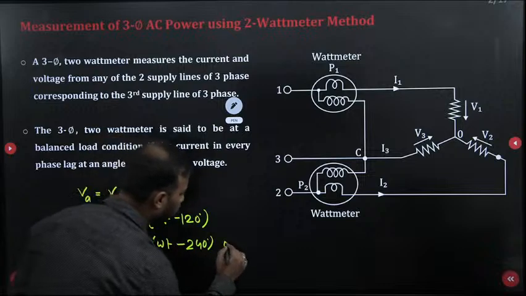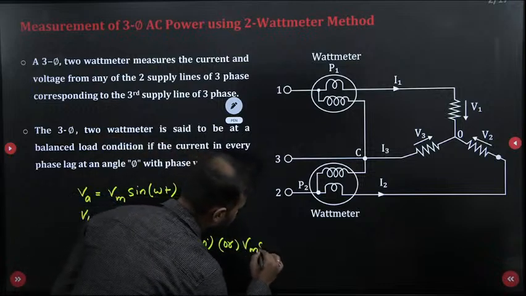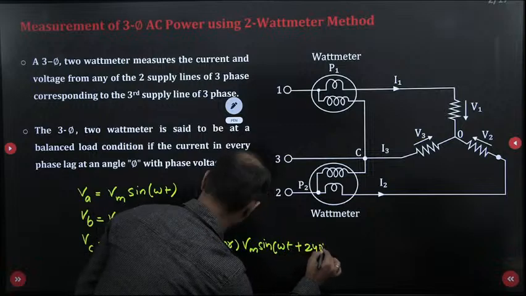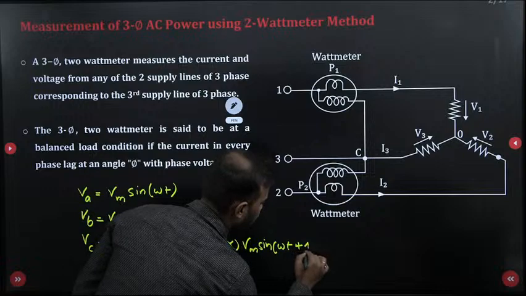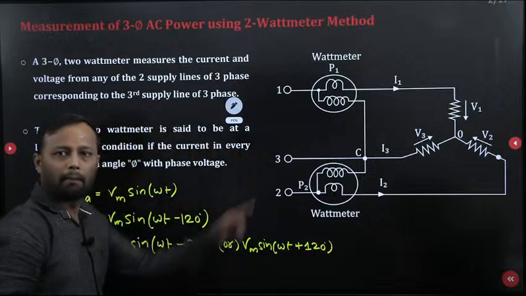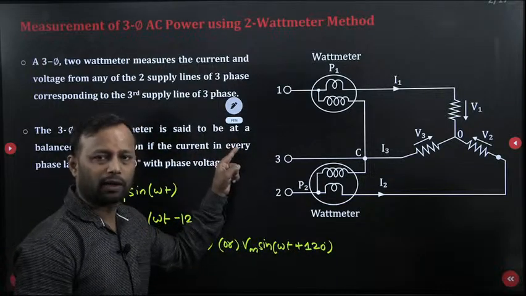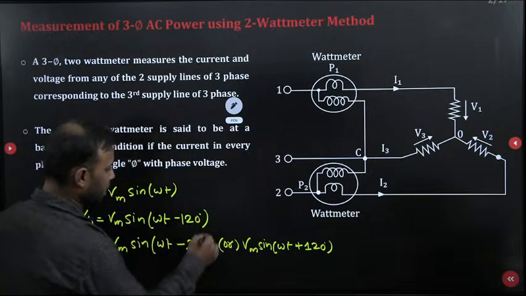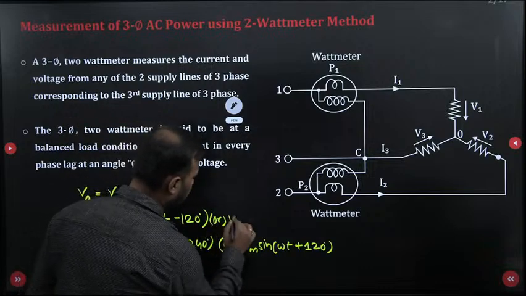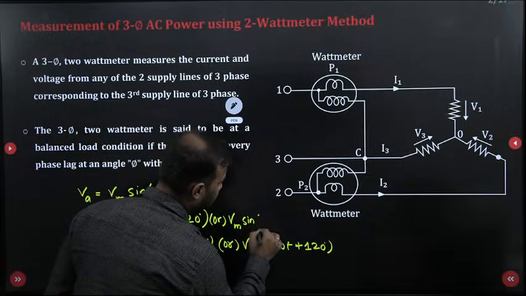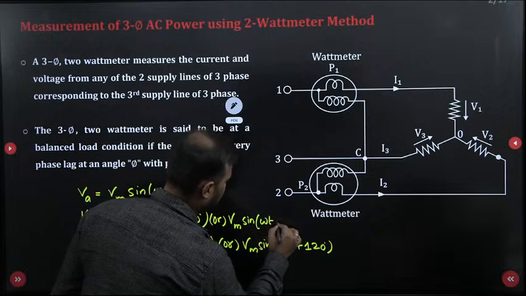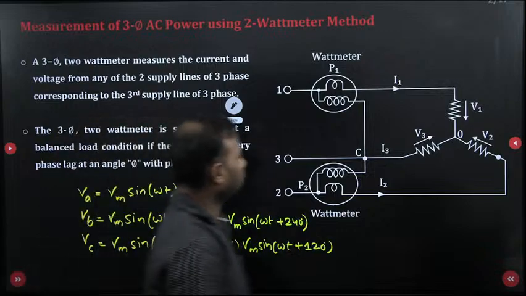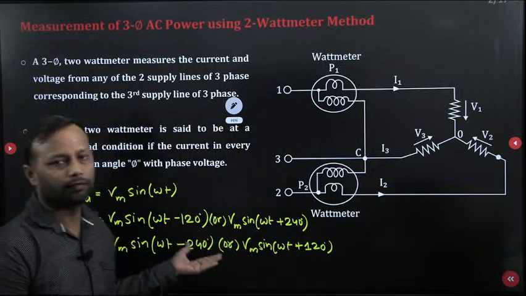So this may also be written as Vm sin omega t plus 120. Minus 240 in the clockwise direction is equal to plus 120 in the anti-clockwise direction. Similarly, we can also write this as Vm sin omega t plus 240. Great. So this sort of concept we will require.